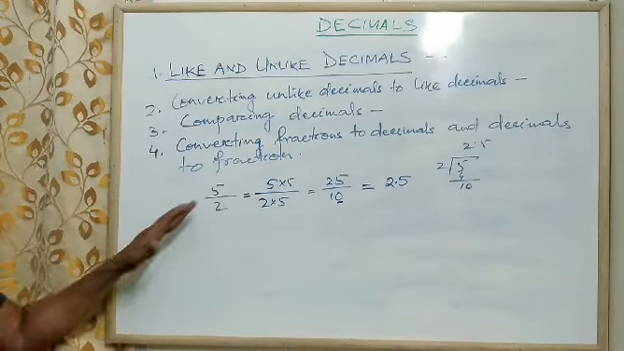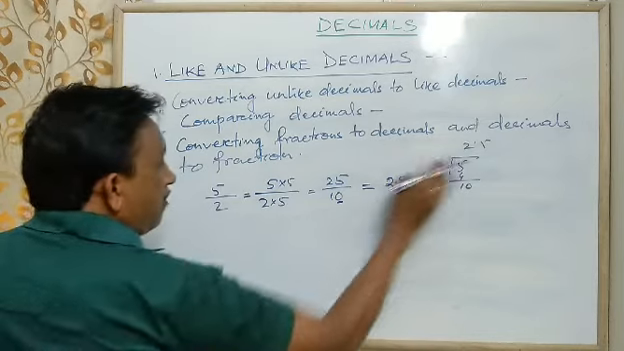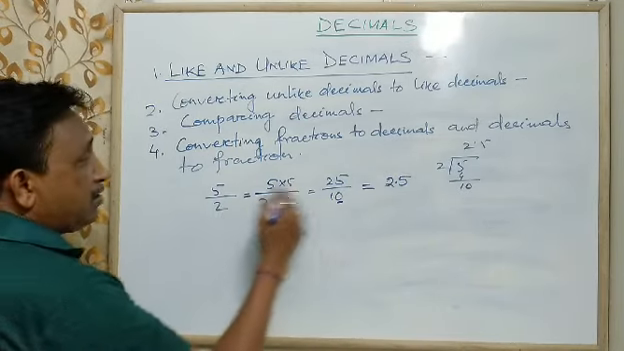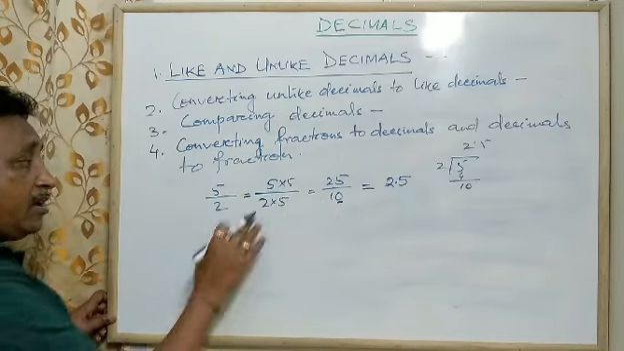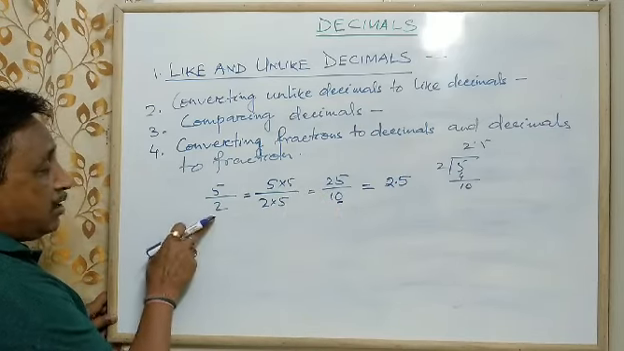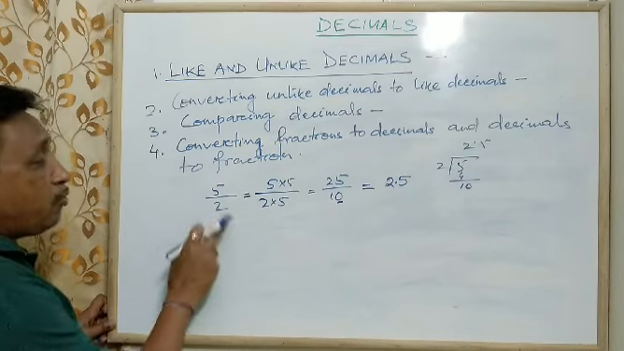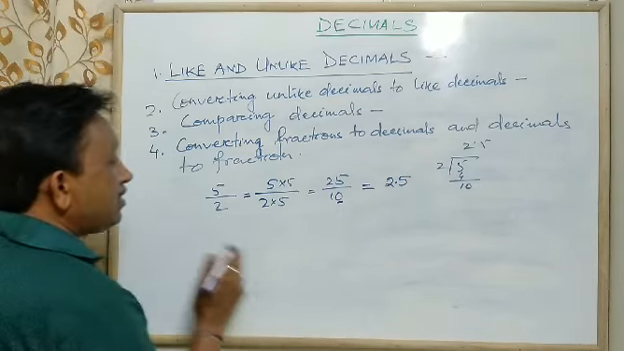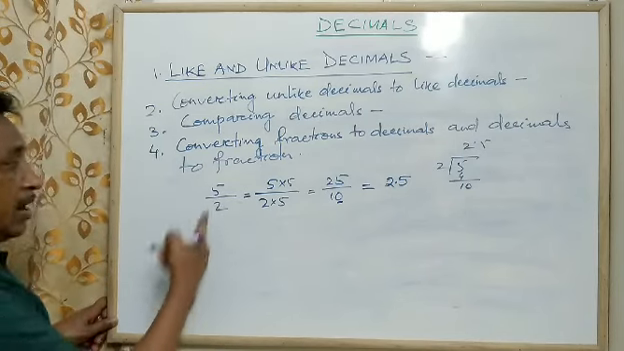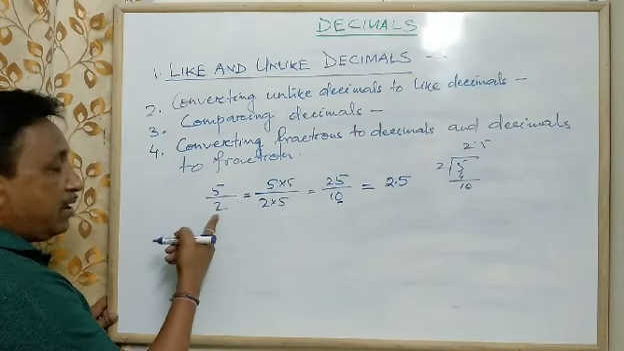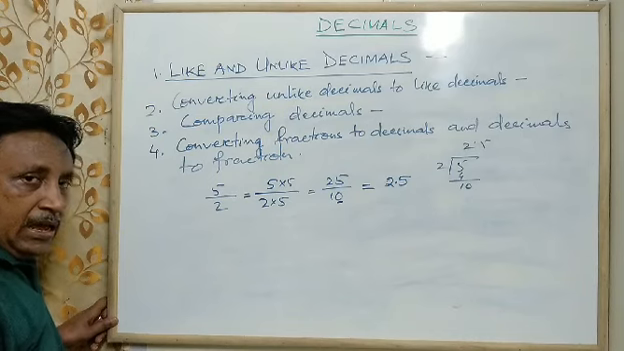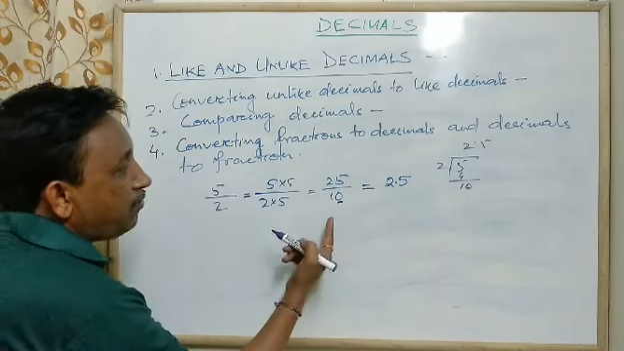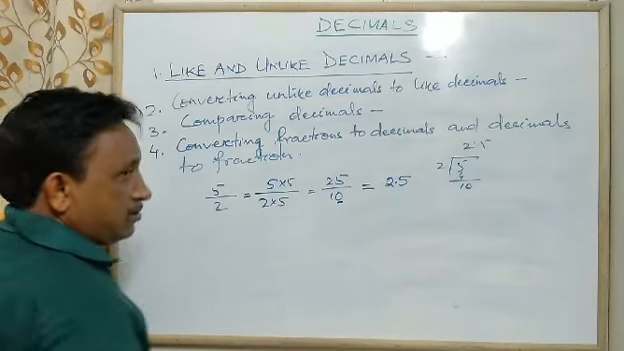So this way we don't have to do the rough work. We can instantly convert the fraction into a decimal. But the condition is that the denominator should be a number which I can convert into tens or hundreds or thousands by multiplying by a certain number. Now suppose the denominator is 3, then I cannot convert it in terms of tens or hundreds or thousands.